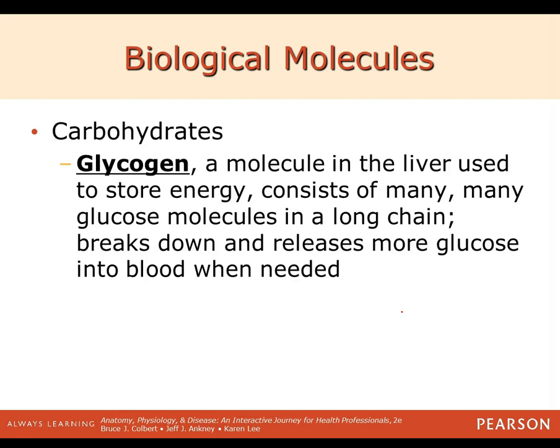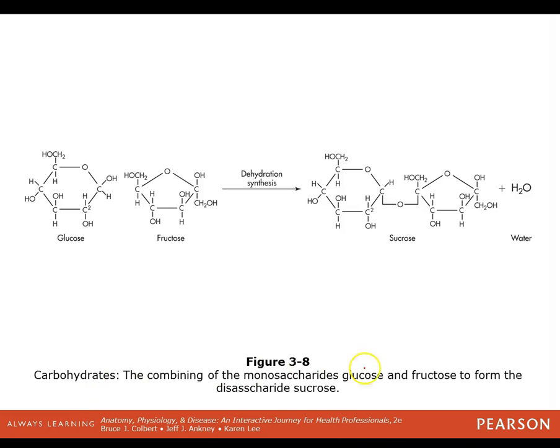Now, glycogen is a specific molecule in our body. It's in the liver, and it's used to store energy. It consists of many glucose molecules in a long chain, and it breaks down and releases glucose into the blood when needed. So if your blood sugar drops, your body goes back to your liver and says, hey, I need some energy, and it takes this long chain of glycogen and breaks off some glucose to give you some energy.